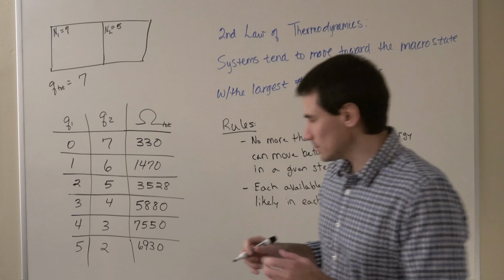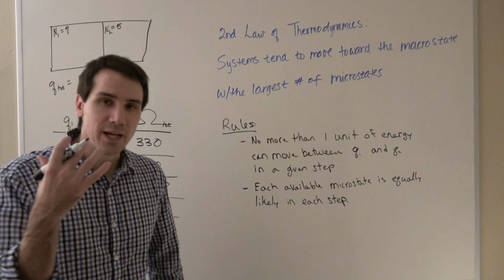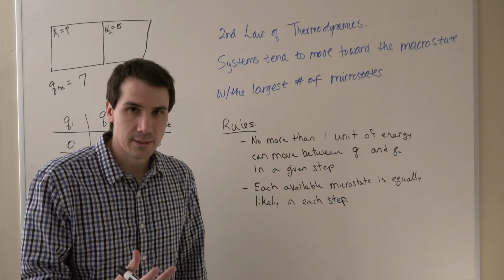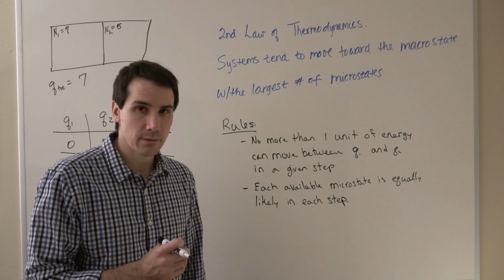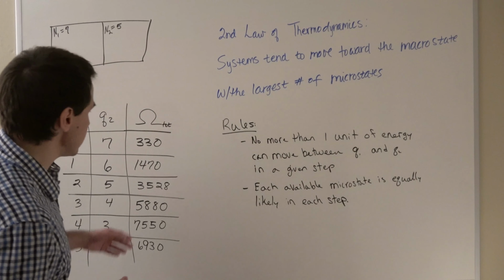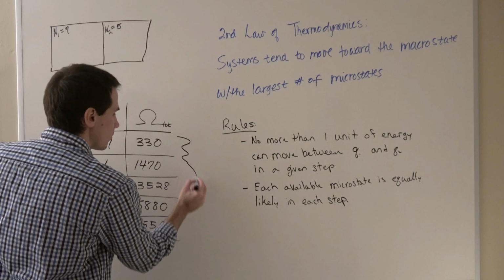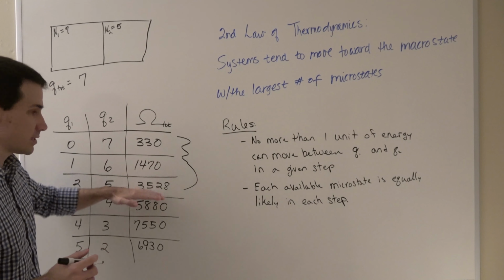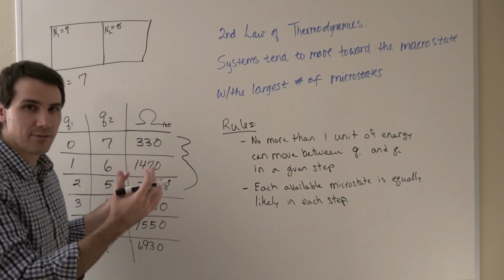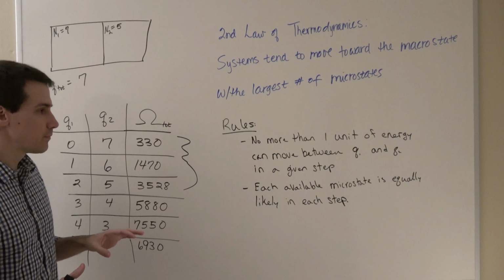And the other rule is that for each step, every available microstate has the same probability of occurring. So what that means is that if I start here, any available microstate in any of the 3 macro states that I have accessible to me in that step is equally likely to occur.